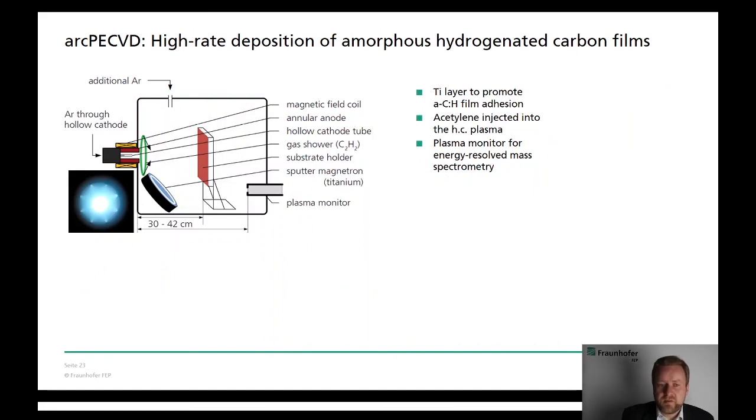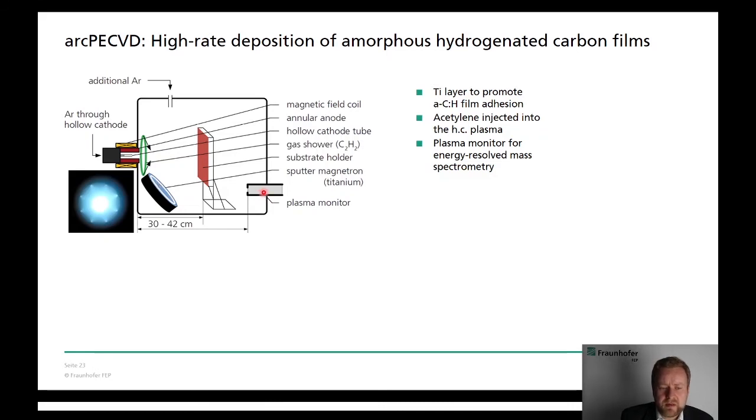Besides PVD, we can use this plasma source also for CVD processes, which I would like to show here at the example of high-rate deposition of amorphous hydrogenated carbon films. We have this plasma source, which we are already familiar with now. We have a gas shower to introduce acetylene into the hollow-cathode plasma plume. We have used sputter-magnetron to sputter titanium as a layer adhesion supporting layer before we started the CVD process.